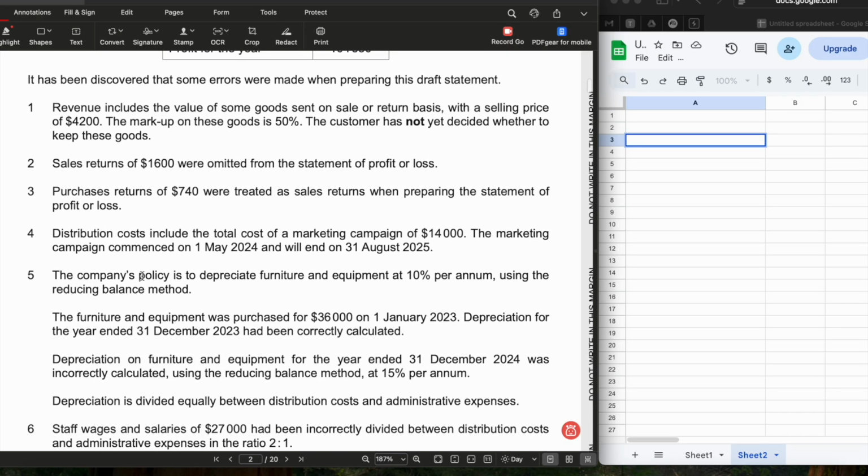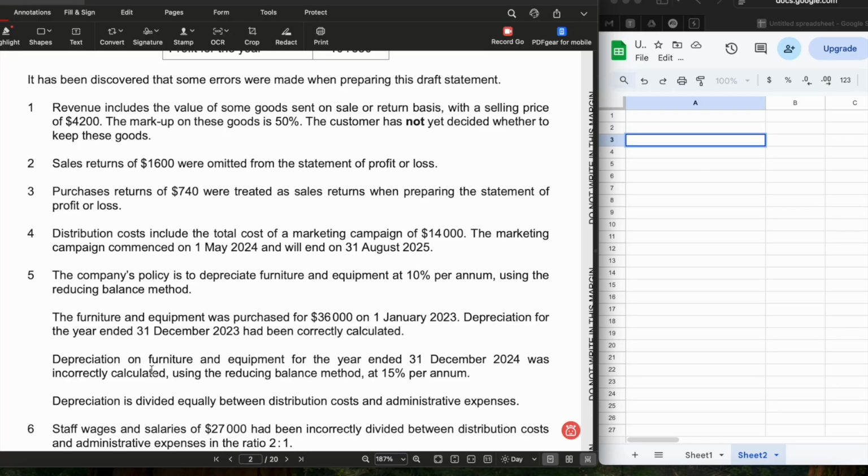Then number 5, the company's policy is to depreciate furniture and equipment at 10% per annum using the reducing balance method. So we use the reducing balance method of 10% per annum. Furniture and equipment were purchased for 36,000 on 1st January 2023. So this is the information about furniture and equipment. That is 36,000 and we purchased that on 1st January 2023. That means last year, depreciation for the year ended 31st December 2023 had been correctly calculated. So last year we correctly calculated, which is 10%.